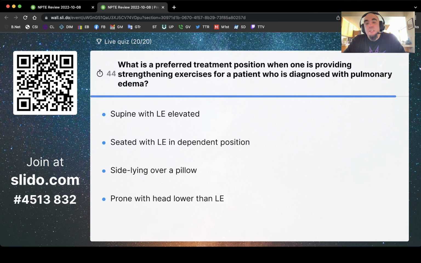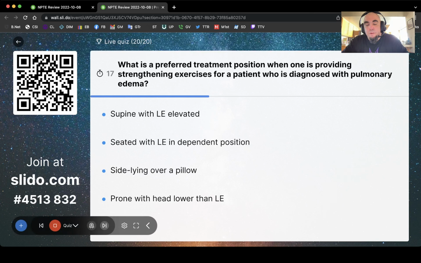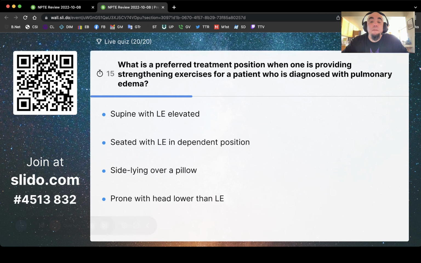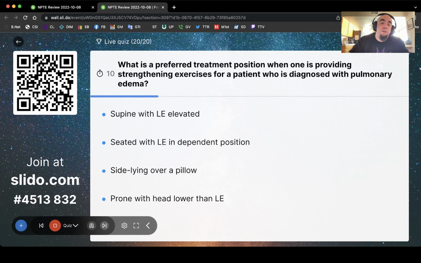All right, last question. What is the preferred treatment position when one is providing strength exercise for a patient diagnosed with pulmonary edema? So we're doing strength training, right? Pulmonary edema. Supine with legs elevated. Seated with legs in dependent position. Side lying over a pillow. Prone with head lower than lower extremities. So pulmonary edema, not body edema, pulmonary edema. Supine with lower extremities elevated. Seated with lower extremities in dependent position. Side lying over a pillow. Or prone with head lower than lower extremities.